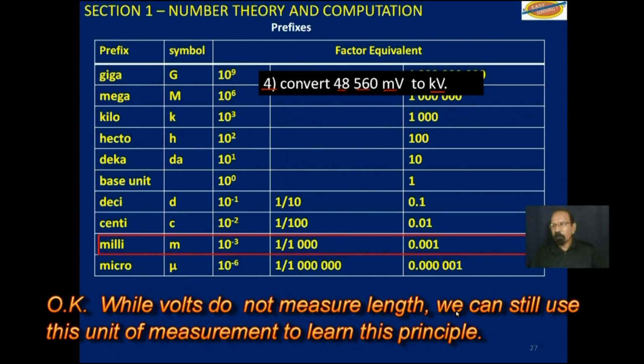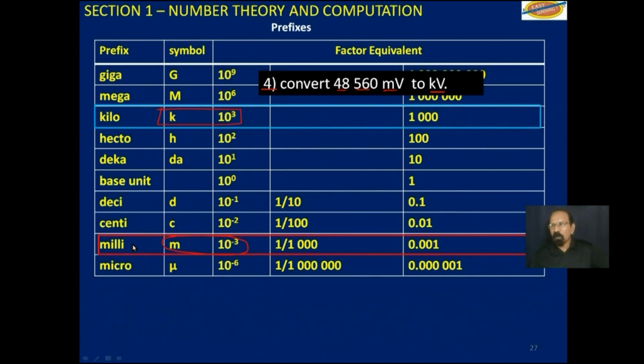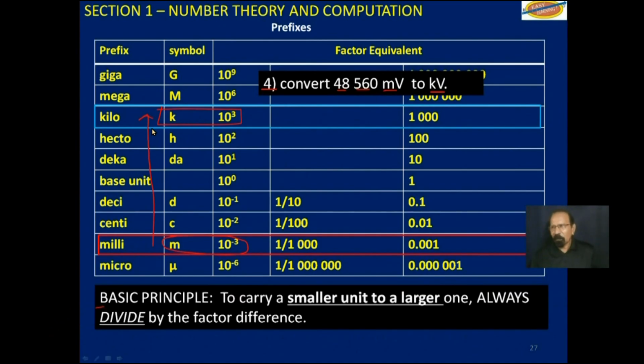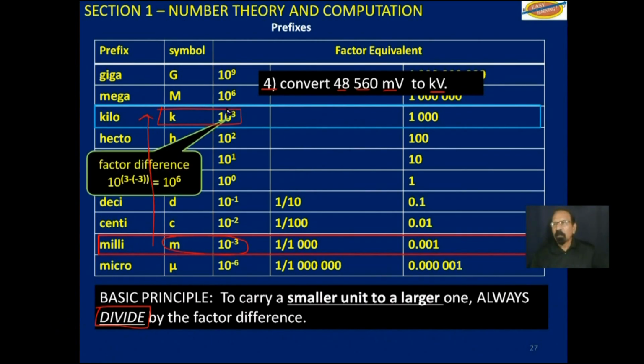So we are at millivolts and we are going to kilovolts, which is here. We are moving from a smaller to a larger unit, so we must divide by the factor difference. Well, what is the factor difference? This 10 to the third divided by 10 to the negative third.